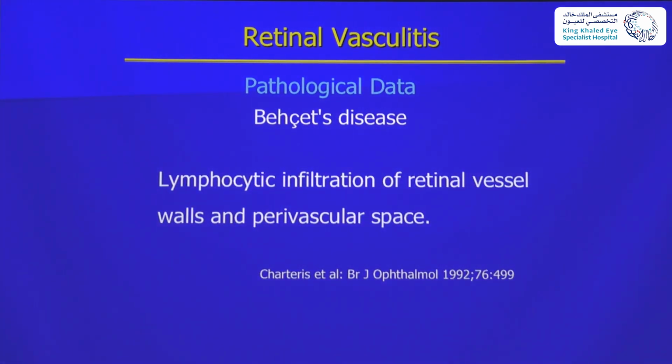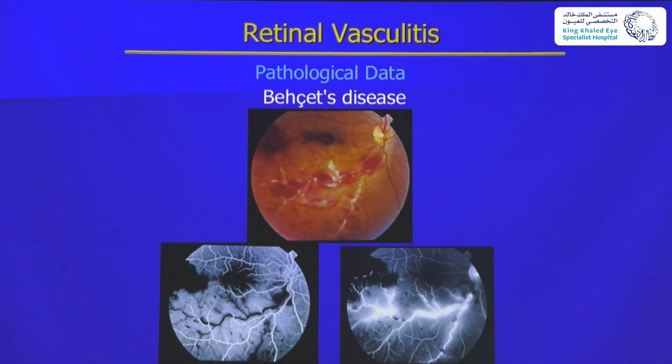In Behçet's disease, you have also pathology that told us that the vascular sheathing that we see in patients with Behçet's disease is composed of lymphocytic infiltrate. An example of vascular sheathing in a patient with Behçet's disease. Of course, when you have vasculitis, you have also intraretinal hemorrhages. And this patient had inflammatory branch vein occlusion. Inflammatory branch vein occlusion is highly suggestive for Behçet's disease. Behçet's disease is the most common cause for inflammatory vein occlusion.